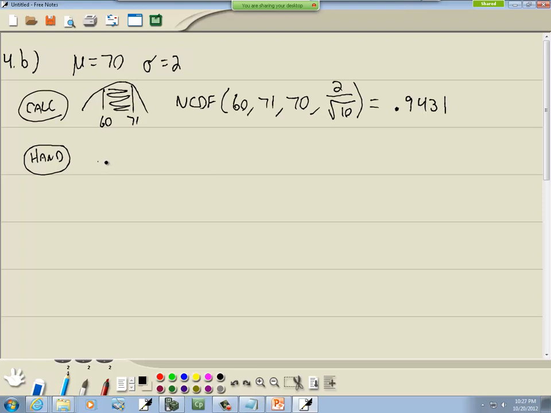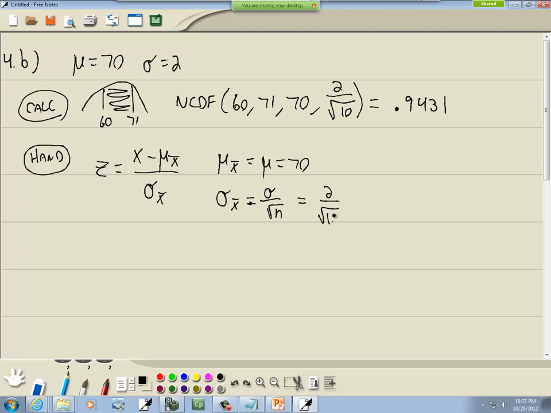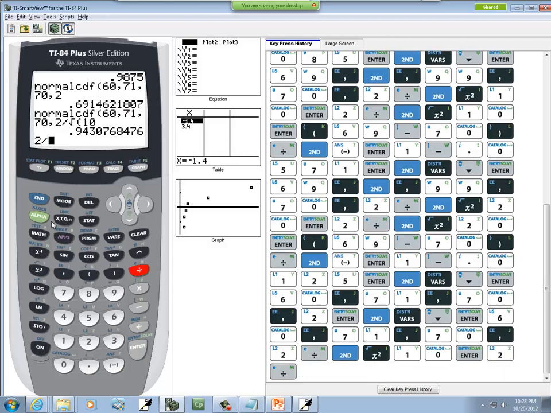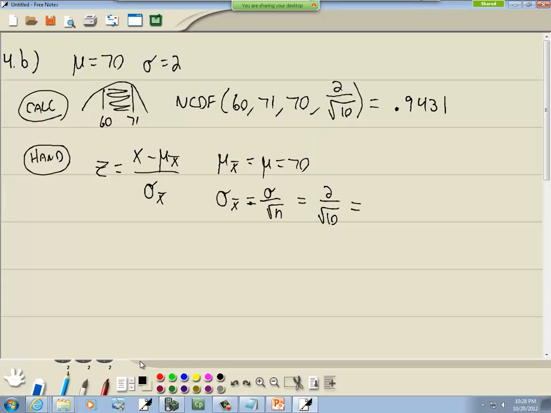Let's look at it by hand. Of course, you need to find the z-score, and since we're talking about more than one, you have to use this formula, x bar minus mu sub x bar over sigma sub x bar. And mu sub x bar is equal to mu, which is 70, and sigma sub x bar is equal to sigma divided by square root of n, which is 2 divided by the square root of 10, which is 0.632432.